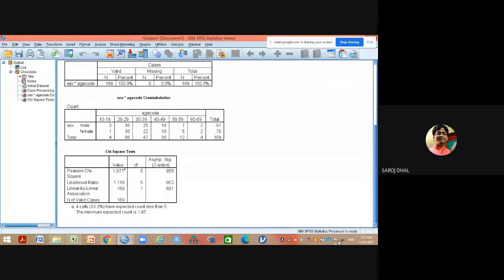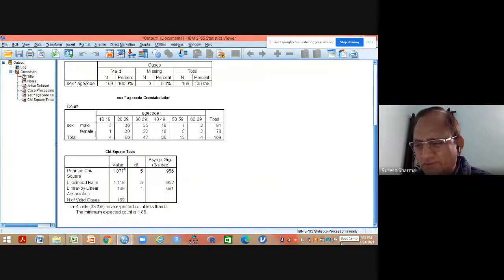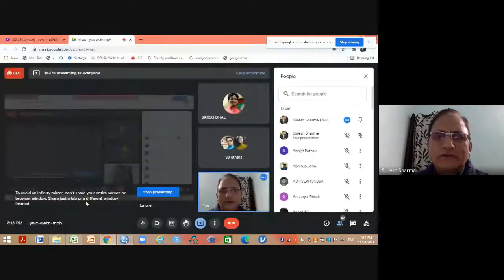Sir, here can we have any idea how to avoid the error issue in the data set? No. You have to first of all check your data thoroughly using SOPs, standard operating procedures. Then you apply chi-square. There is no method to check in chi-square. Okay. Any other question?